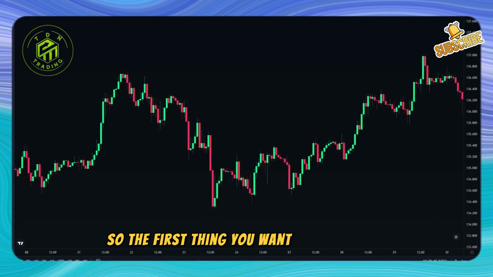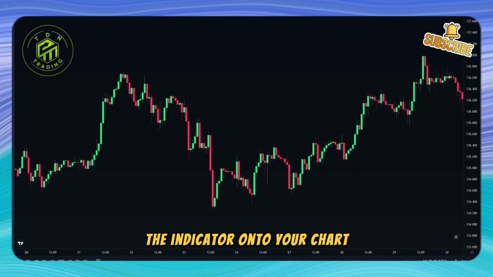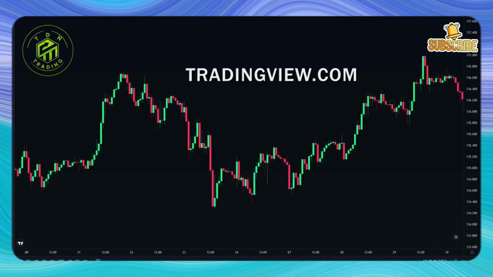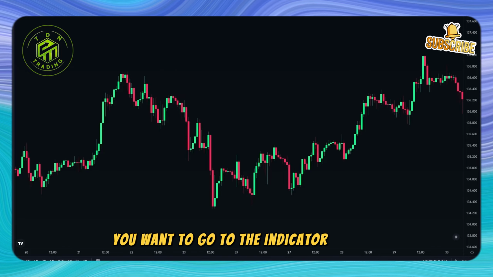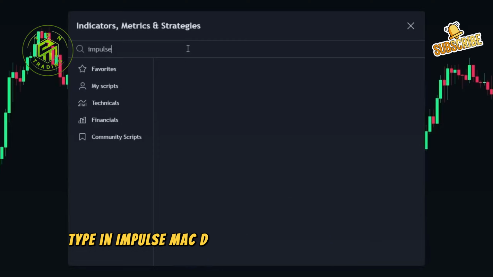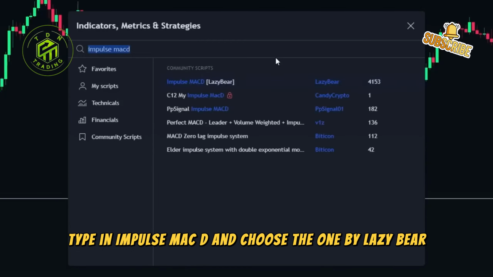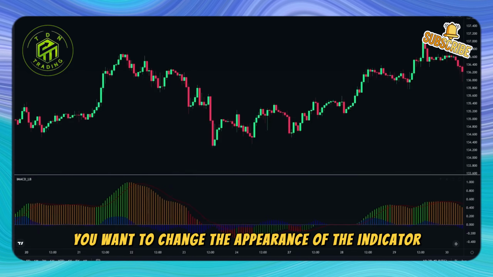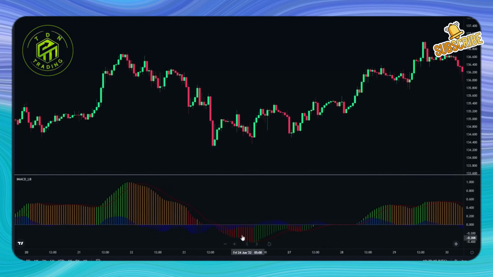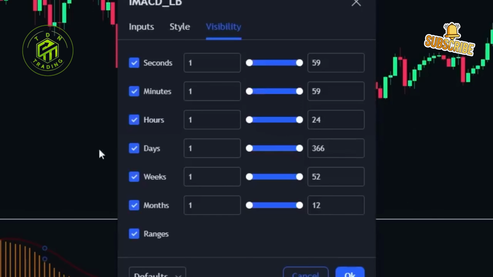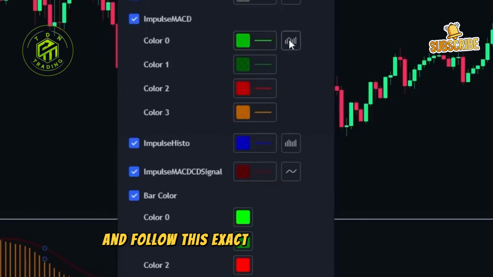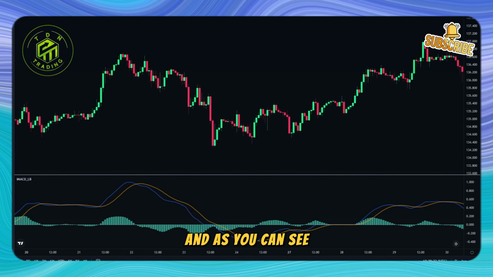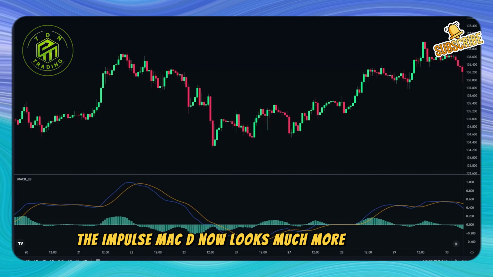So, the first thing you want to do is apply the indicator onto your chart. Now, the charting platform that I'm using is called TradingView.com. Once you've opened it, you want to go to the indicator section, type in Impulse MACD, and choose the one by Lazy Bear. Next, once you've applied the Impulse MACD, you want to change the appearance of the indicator so that it's simpler to look at. And to do that, you go to Settings, Style, and follow this exact preset that I created. And as you can see, the Impulse MACD now looks much more organized.